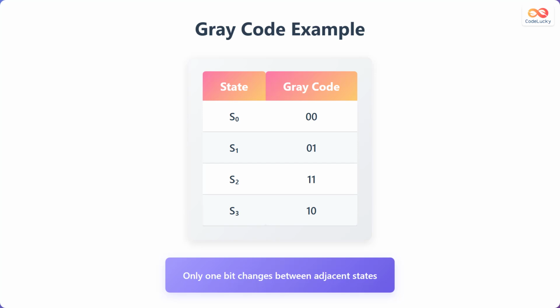Let's look at an example using gray code. State S0 is assigned the binary code 00. State S1 is assigned 01. State S2 is assigned 11, and state S3 is assigned 10. Notice that only 1 bit changes between adjacent states.